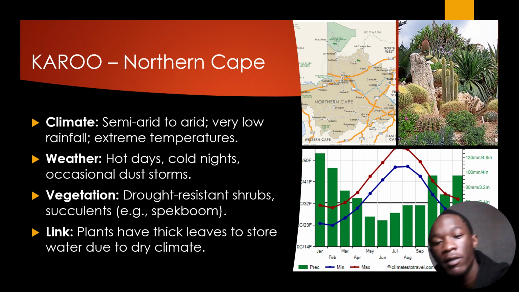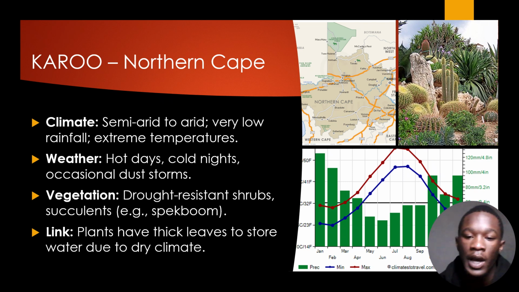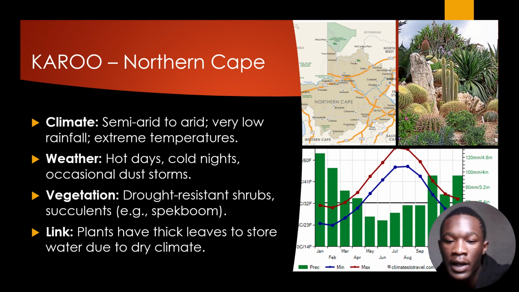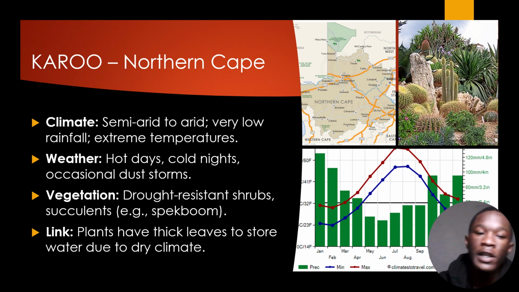You can see on the far right, there's a diagram showing us where we could find the Karoo in the Northern Cape, and we have a spekboom diagram showing us different types of vegetation found in the Karoo, and on the bottom there's a pattern showing us the rainfall pattern.